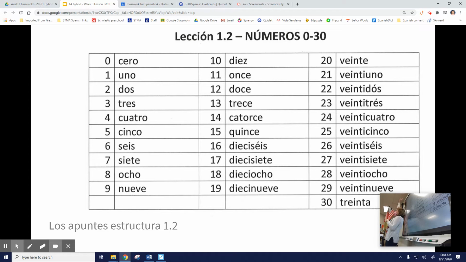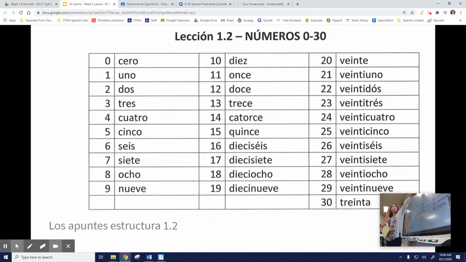Anybody else? Ethan. Like an exception. What's the exception? 10 is the exception? Like 10 through 19, because it doesn't always start with diez. Good point. 10 through 19 doesn't always start with diez. It's only 16 through 19 that start with diez.